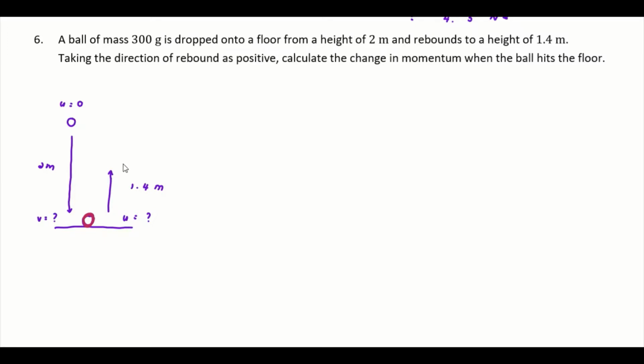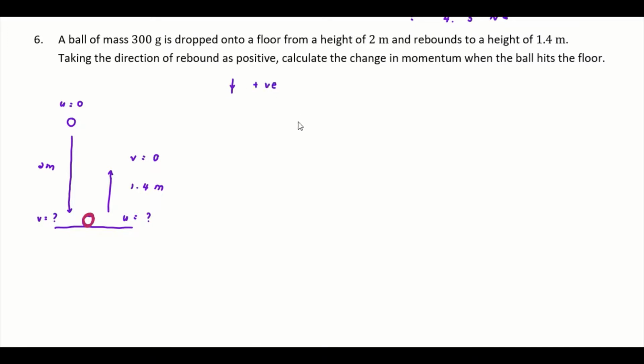So we know that at this point our final velocity is going to be zero as well. Okay, so that's our idea. We need to get these two values so that we can find the change in momentum. So let's look at the first stage first, when the ball drops. When the ball drops, we denote going down as positive.